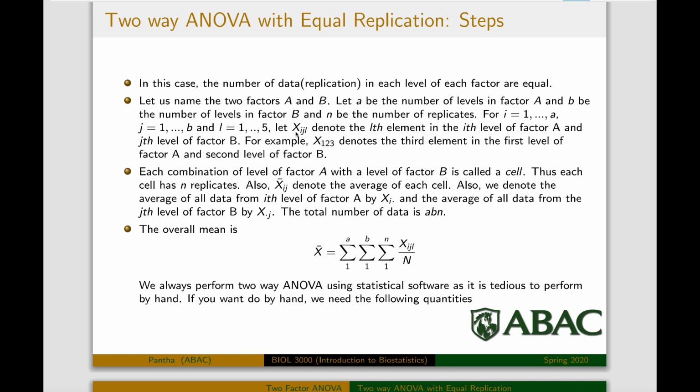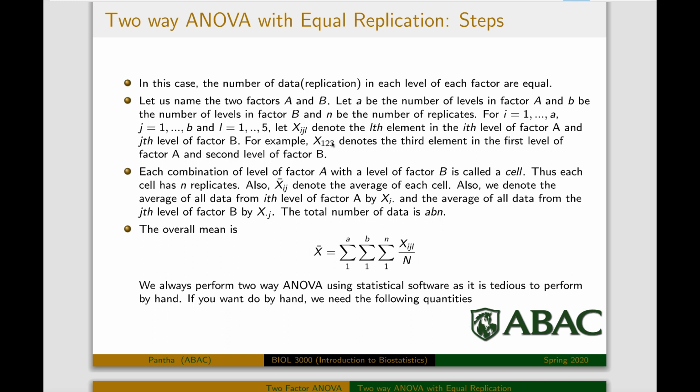So let Xijl denote the lth element in the ith level of factor A and jth level of factor B. For example, x1,2,3 denotes the third element in the first level of factor A and second level of factor B. First level of factor A and second level of factor B, but this is the third element.